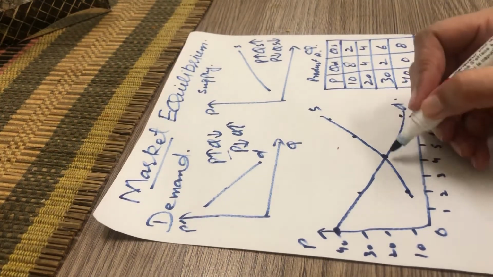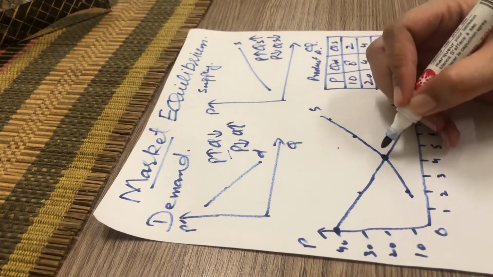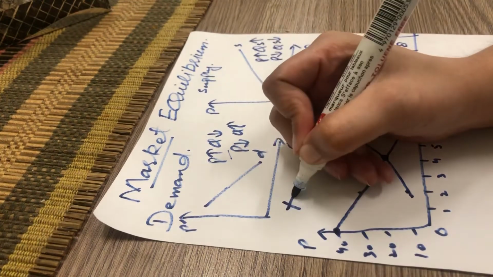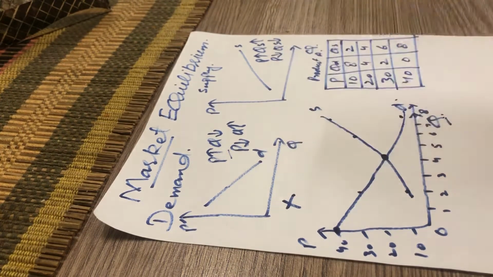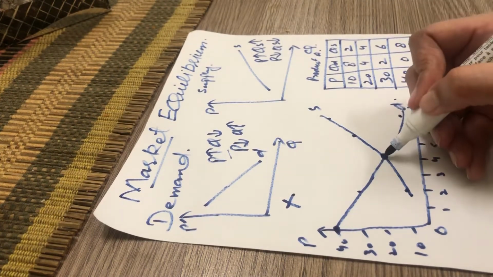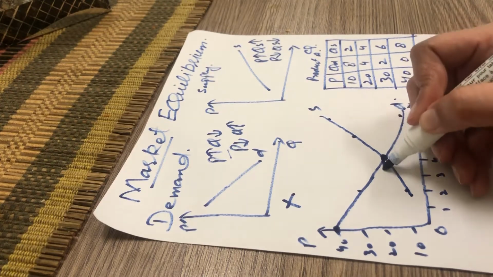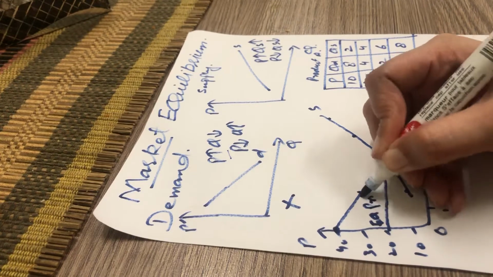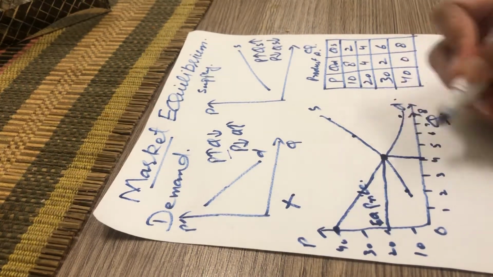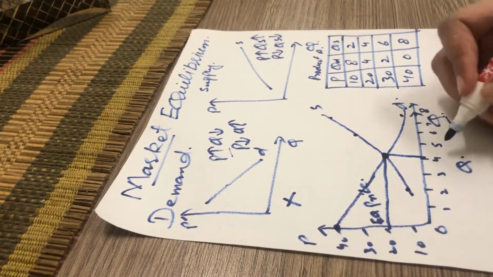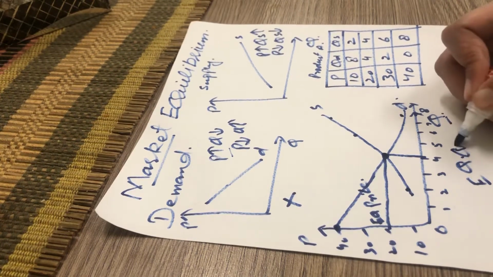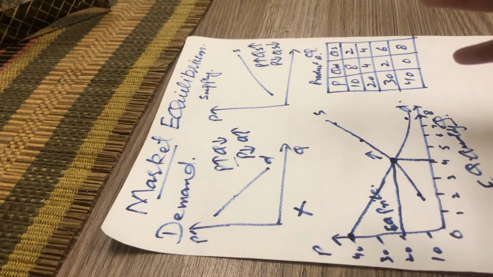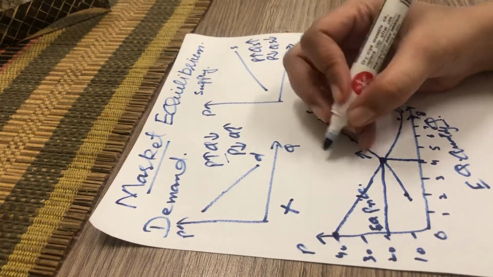So where basically both of them intersect each other. Intersecting means they are cutting each other, right? So this is what we call intersection. At this point, this is my equilibrium price, and this is my equilibrium quantity. And this point where the supply and demand curves intersect each other is called market equilibrium.